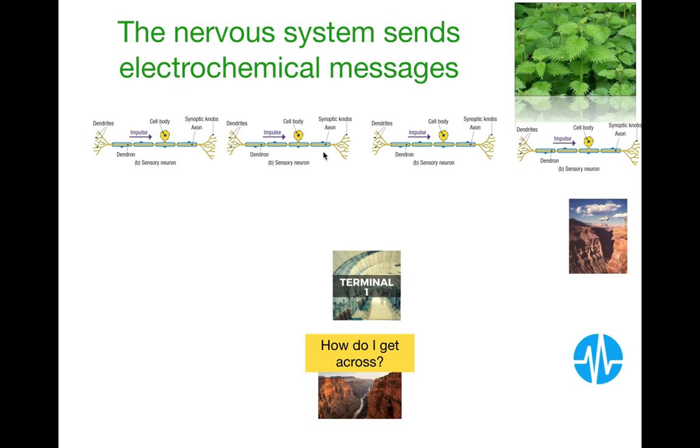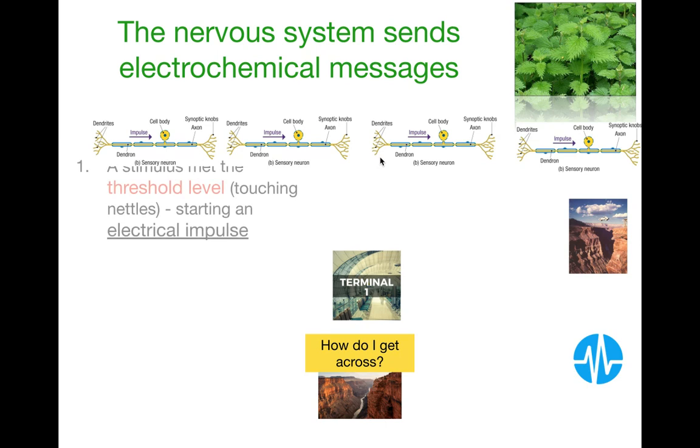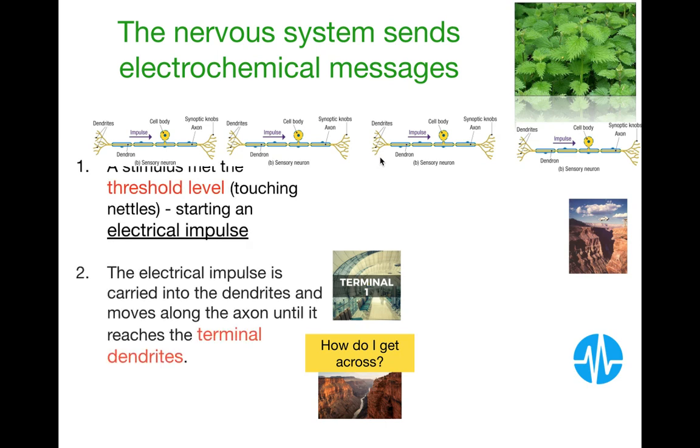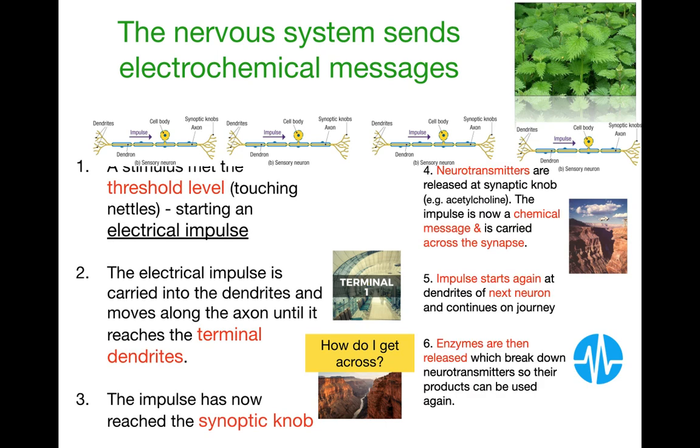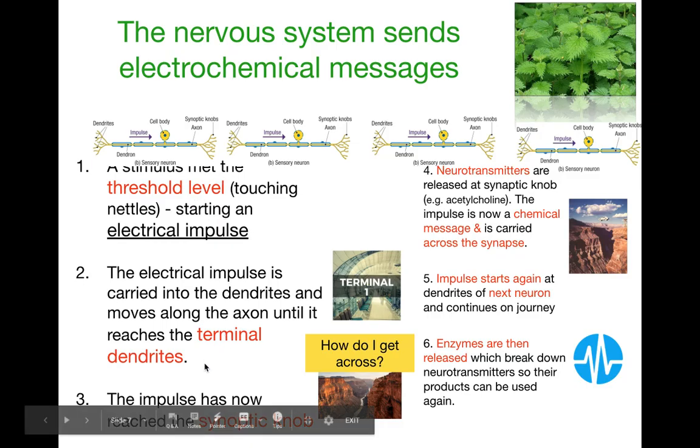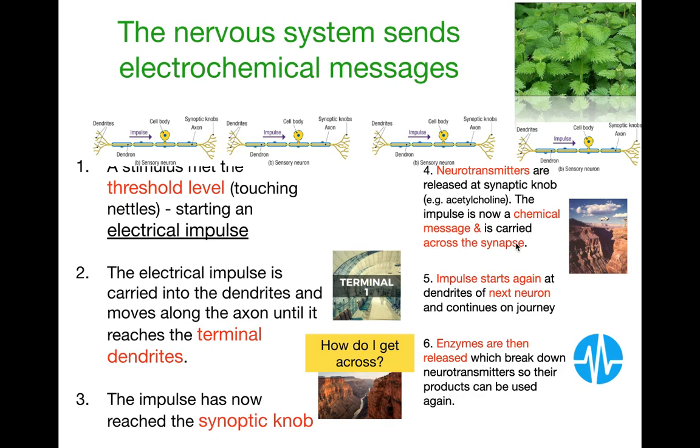And then that pretty much covers most of it. Is there anything I'm missing there? So we have the all or nothing threshold. We talked about that. We talked about the terminal dendrite. We talked about the synaptic knob. Talked about the neurotransmitters like the dopamine. We talked about going across the synapse. We talked about starting again at the next neuron.